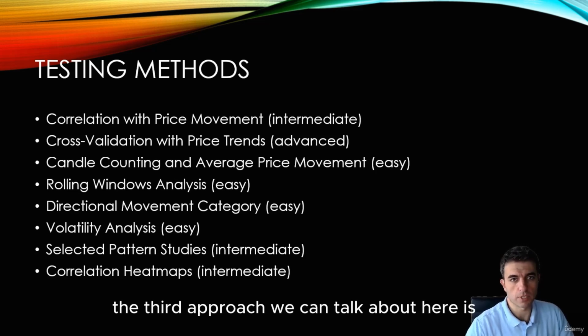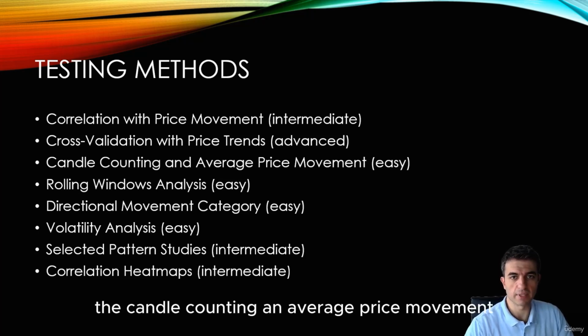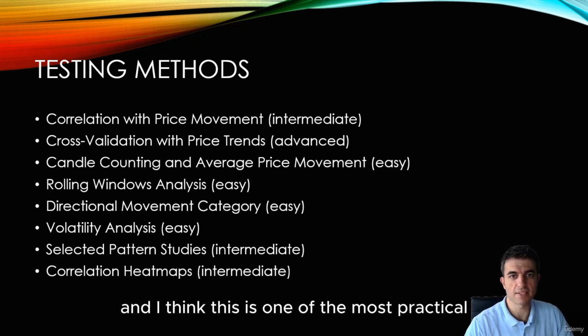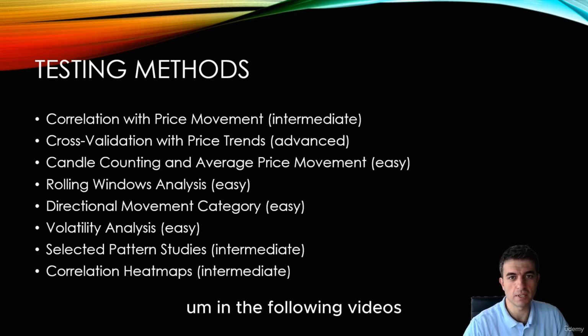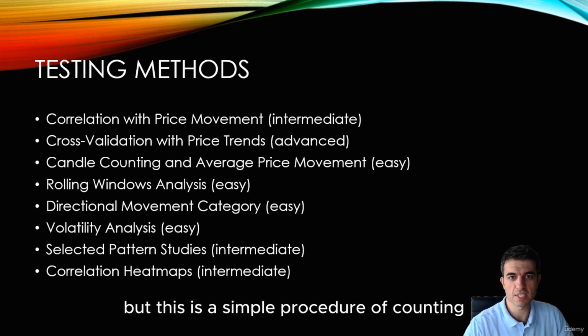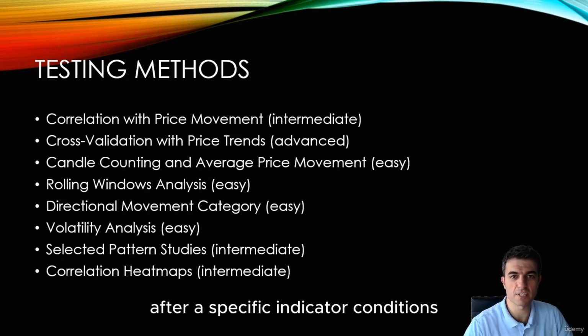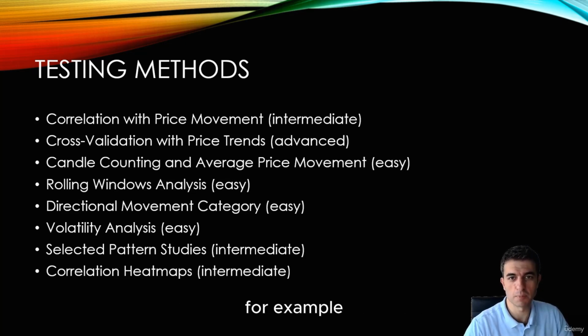The third approach we can talk about here is the candle counting and average price movement. And I think this is one of the most practical approaches that we can start with. And I'm going to provide some Python examples later on this approach in the following videos. So this is a simple procedure of counting the number of bullish and bearish candles after specific indicator conditions. For example, the indicator crosses a certain threshold.